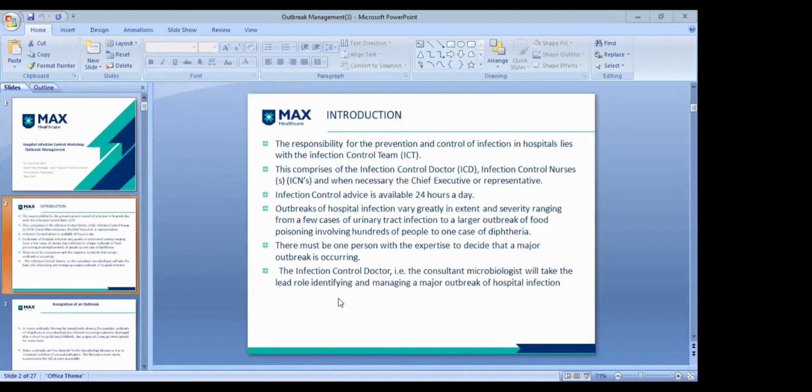So we work through infection control linked nurses, or we train our infection control nurses, at least in critical care units, where the team leaders can also chip in if the infection control nurse is not available, especially during night time. Outbreaks of hospital infection vary greatly in extent and severity, ranging from a few cases of urinary tract infection to a larger outbreak of food poisoning involving hundreds of people, or, say, maybe of diphtheria.